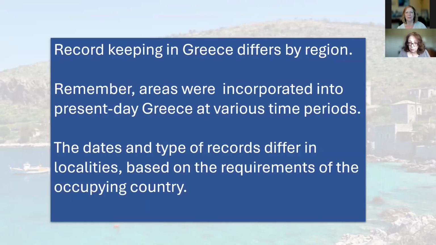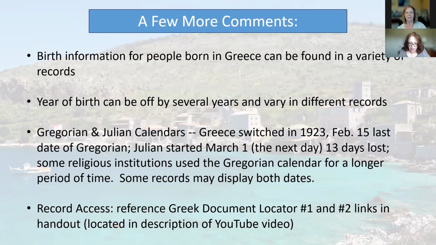Record keeping in Greece differs by region. Remember, areas were incorporated into present-day Greece at various time periods. The dates and type of records differ in localities based on the requirements of the occupying country. A few more comments. Birth information for people born in Greece can be found in various records. The year of birth can be off by several years and vary in different records.